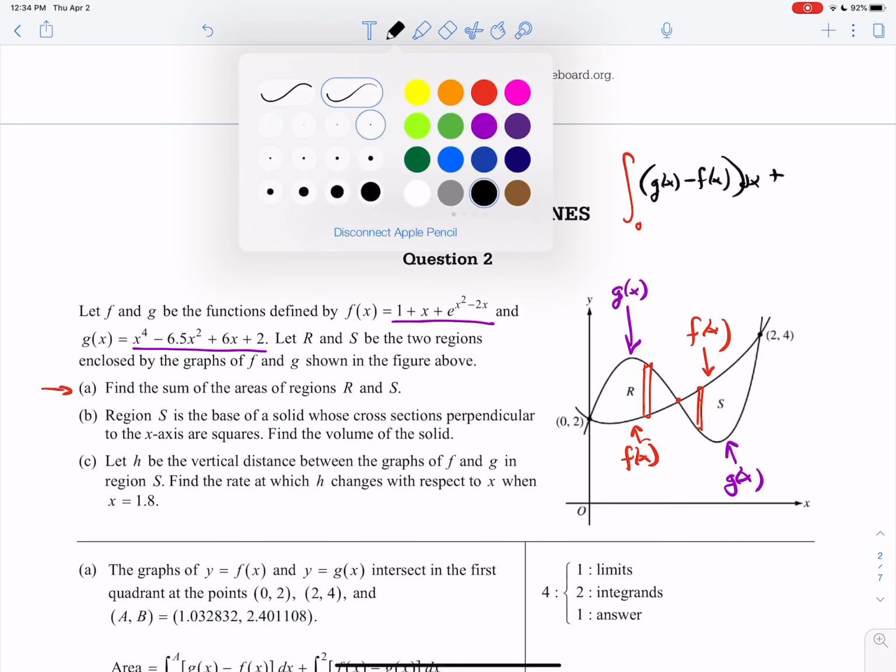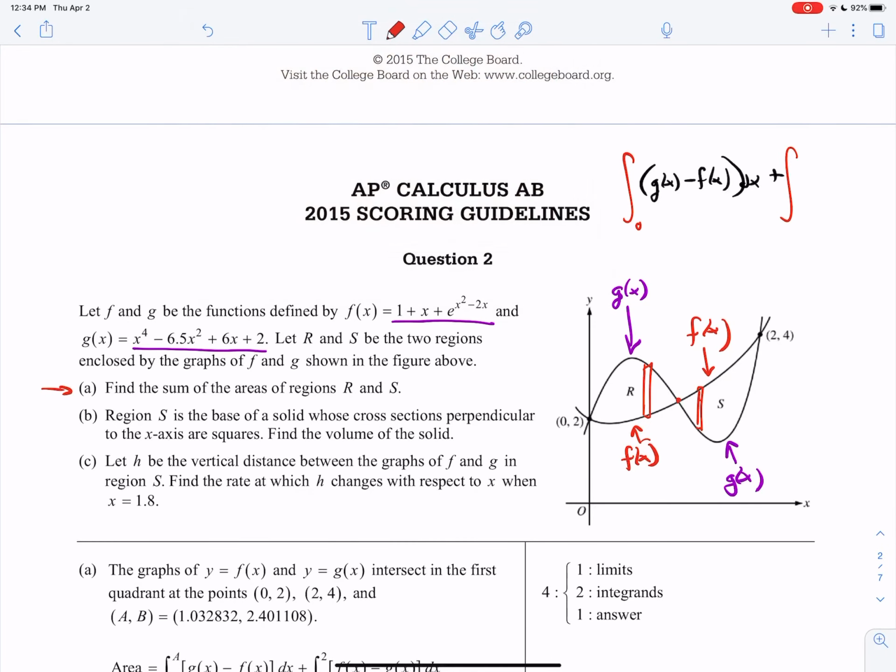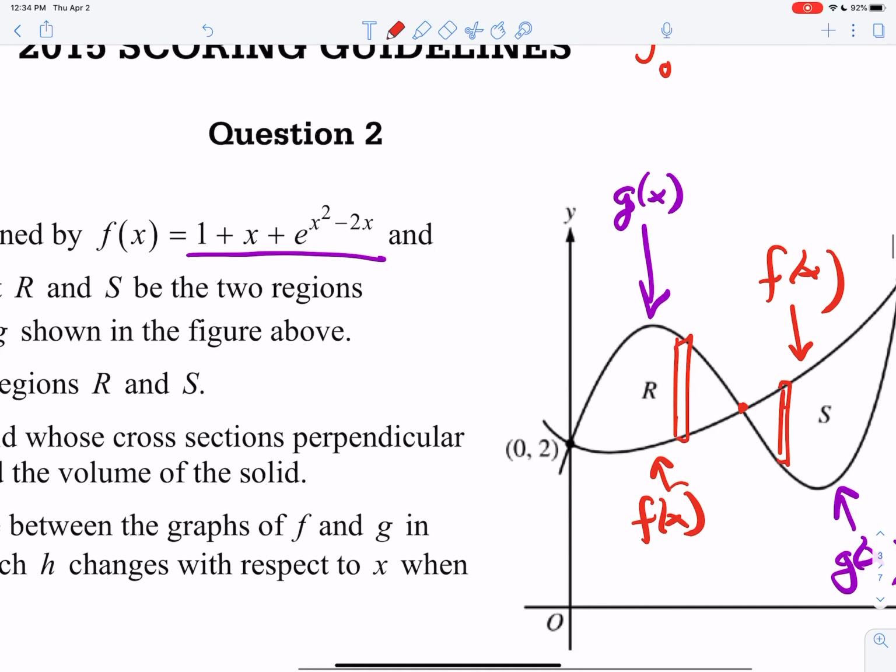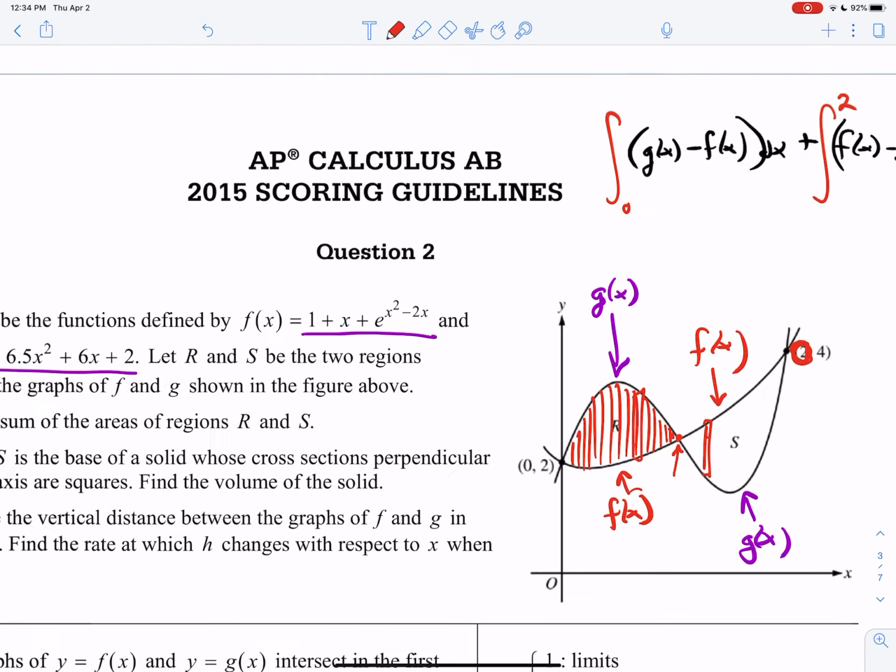Then we're going to add the integral of f of x minus g of x from somewhere to 2. If you notice, 2 is right where it ends, okay? So the only thing left here is, well, where do we stop for the first integral? We go from 0 all the way to that intersection point right there. So how do we do that?